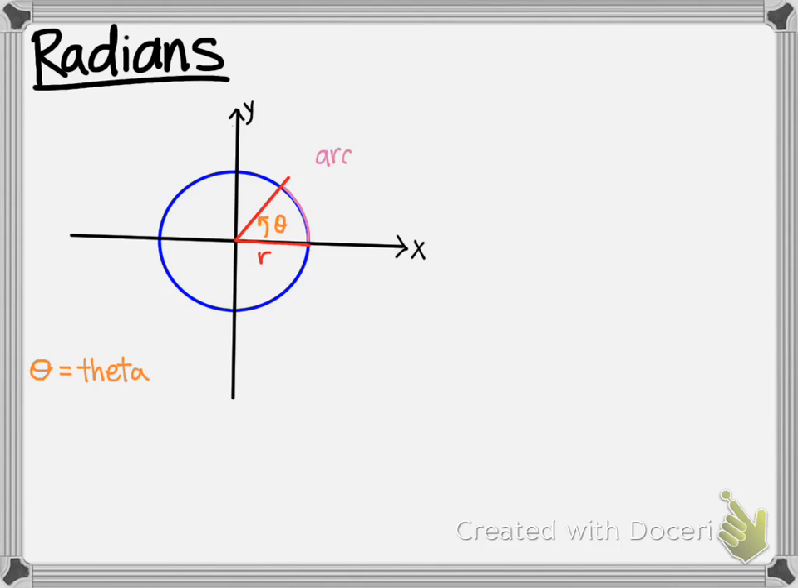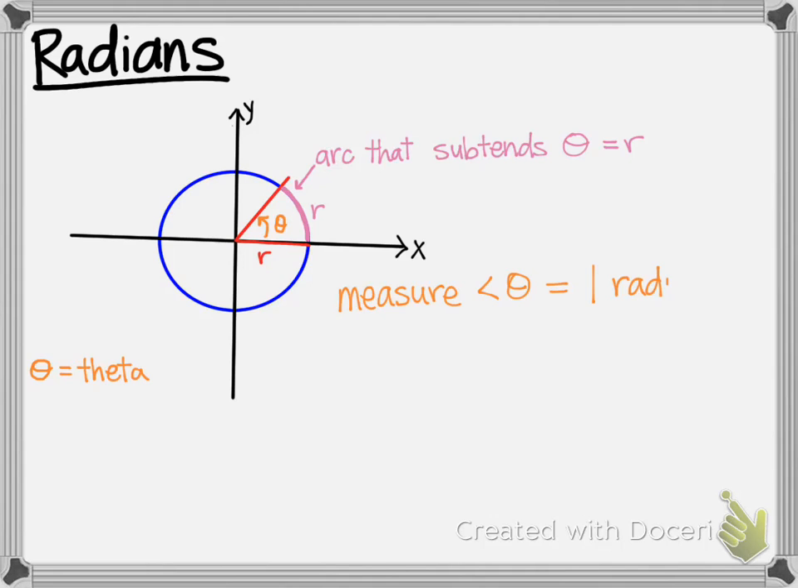Let me kind of draw that. Meaning this arc that subtends angle theta is equal to r. That measure of angle theta is 1 radian. So when we refer to radian, it is the measure such that the arc that subtends that angle is equal to the radius of the circle that you are referring to. That angle measure would be 1 radian.